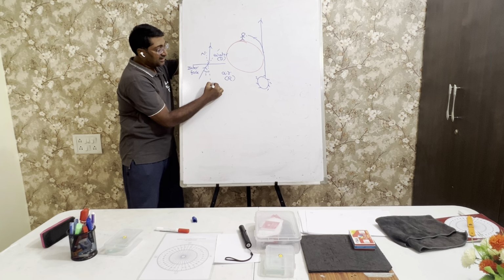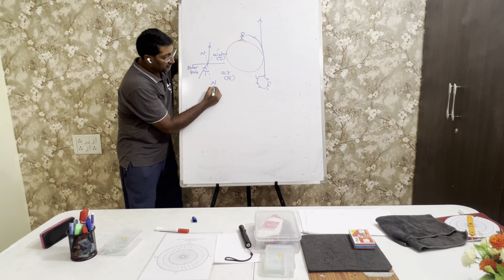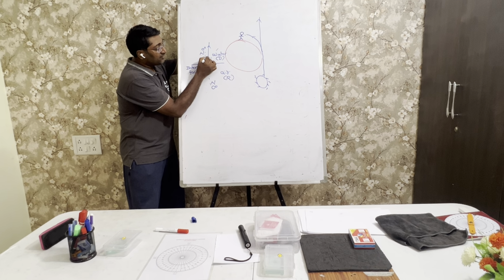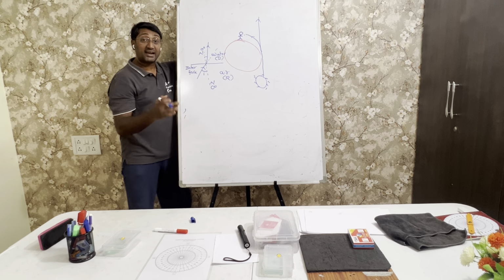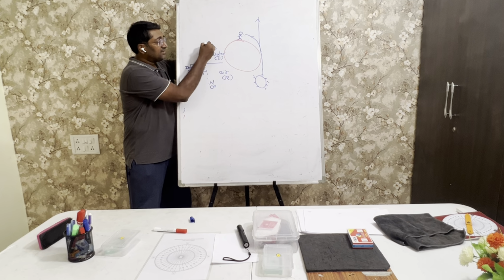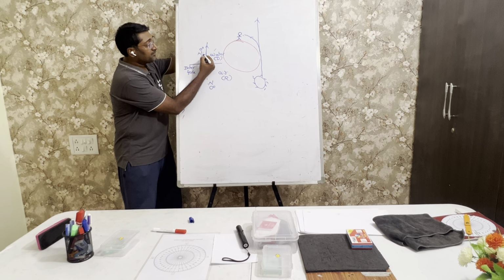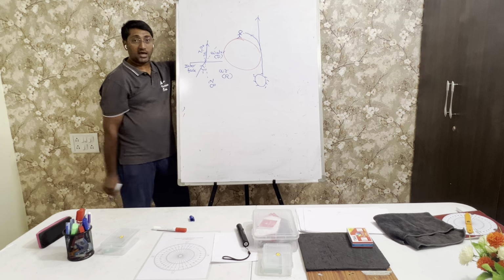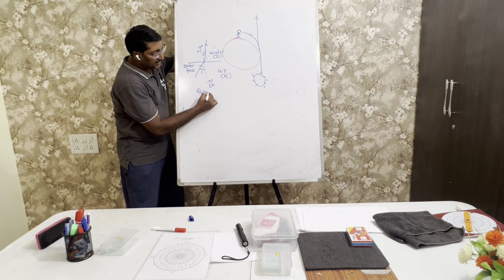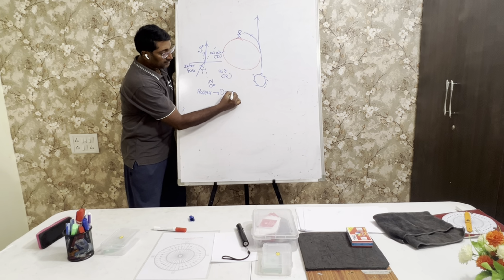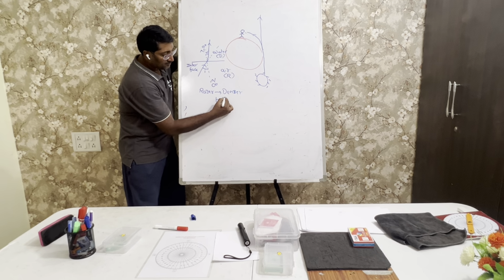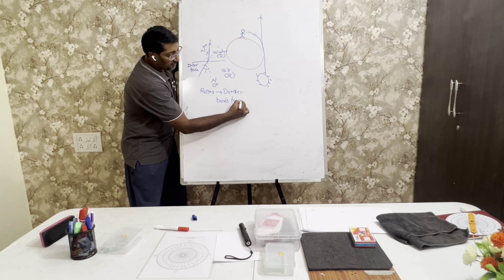This dotted line is called the normal. And we always give normals 0 degrees. The angle between the normal and the incident ray is i. After bending, whatever ray you are seeing, we call it the refracted ray. The angle between the normal and the refracted ray is small r. And in this case, whenever light travels from rarer to denser, the beam or the light ray bends towards the normal.